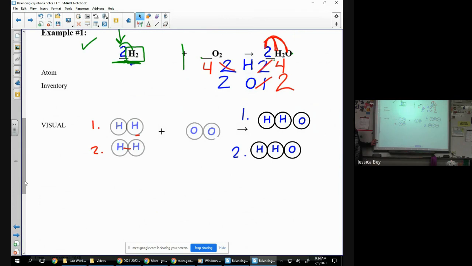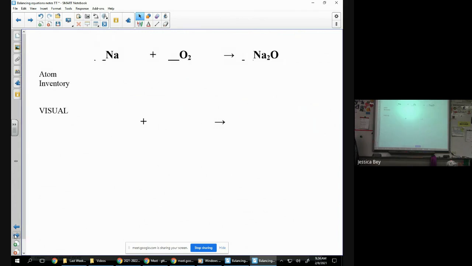Let's see. You write an atom inventory underneath the arrow sign. We have sodium and oxygen reacting together to make sodium oxide. So underneath the arrow, let's write what elements we have. What's one of the elements I have in this reaction? Sodium. And the other element I have in this reaction is oxygen. Good.